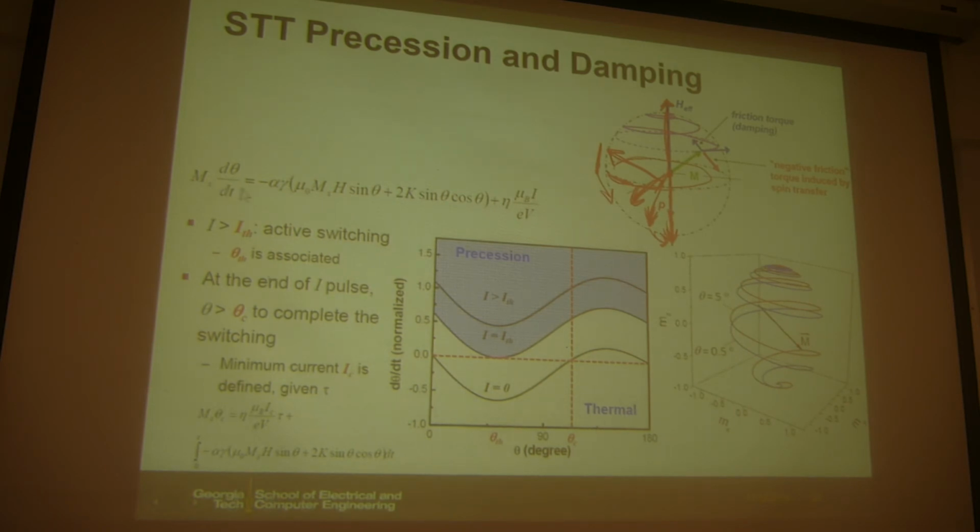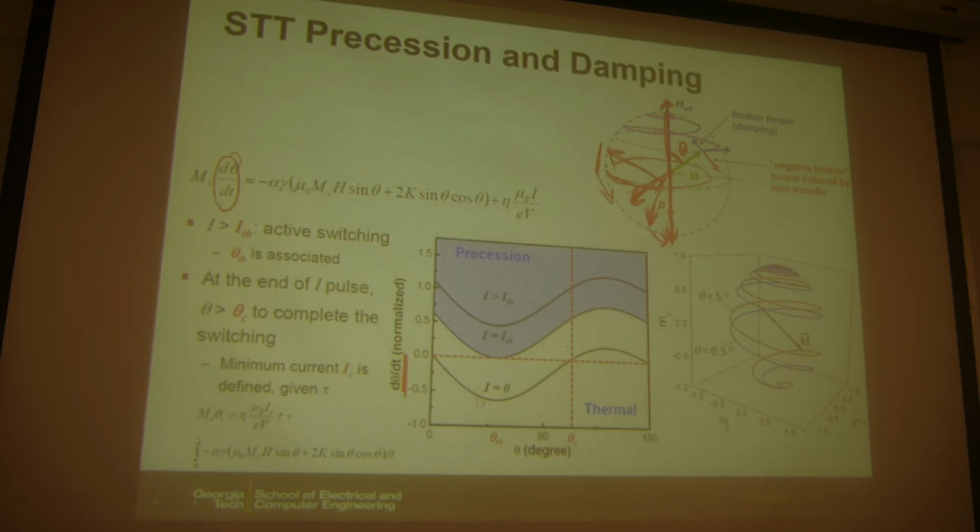So here, this equation, very complicated, but basically it describes the theta, which is this angle. And d theta over dt is the change, or let's say the speed of this rotation in terms of the angle change. And then this angle change rate as a function of the current.